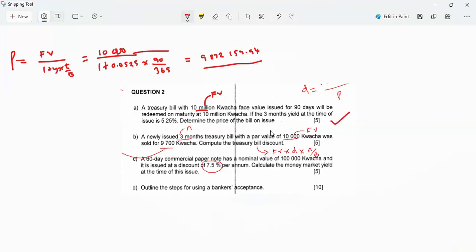5 marks. Part B, a newly issued 3-month treasury bill with a par value of 10,000 was sold for 9,700. What is the treasury bill discount? How do we find the treasury bill discount? Who remembers?